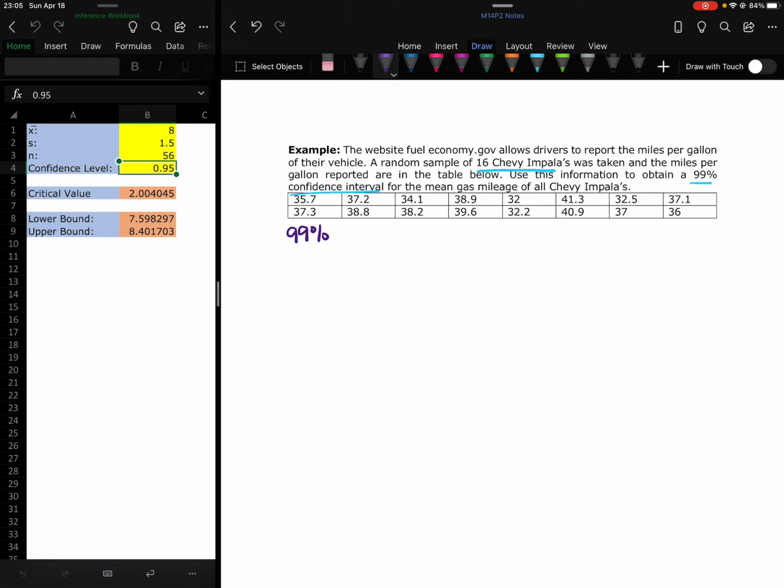Let's look at this guy first. So 99% confidence level leaves 1% unshaded. So that 1% unshaded would be our alpha. So then the only other value that I get straight from the scenario, the paragraph, is that my sample size is 16. The other values I need to go find.